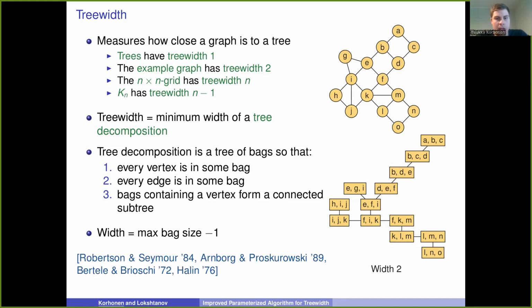This definition of treewidth was given by Robertson and Seymour in their graph minors series, but equivalent definitions of equivalent parameters were given also independently by Arnborg and Proskurowski, and Bertelè and Brioschi and Halin. Okay.